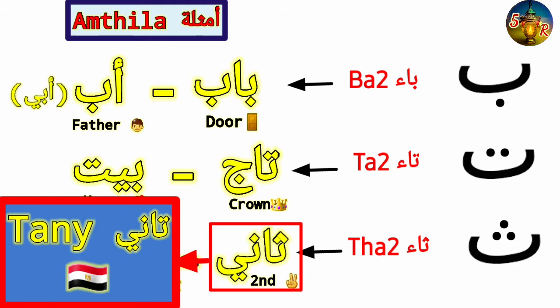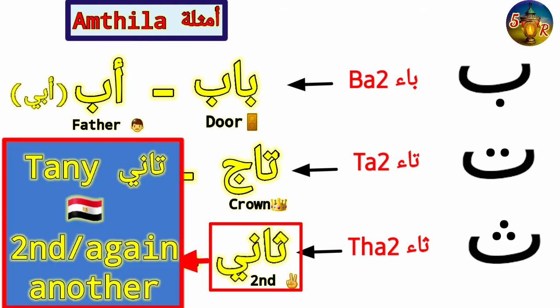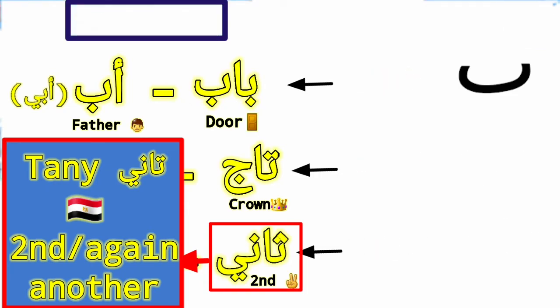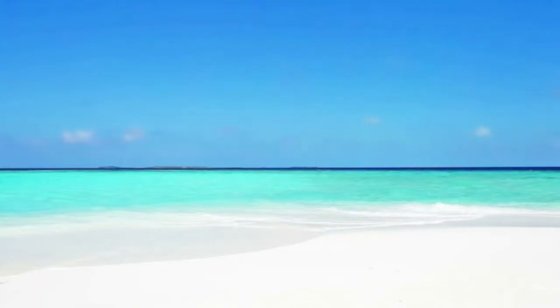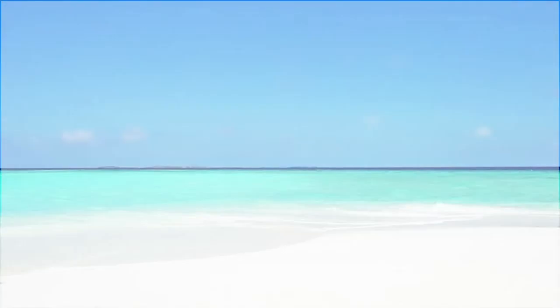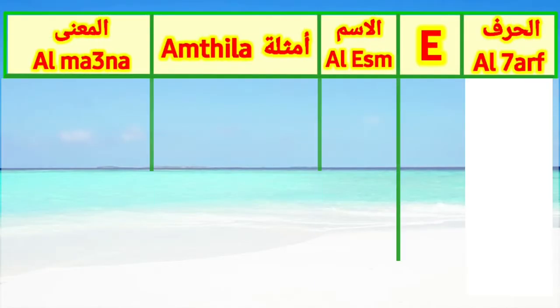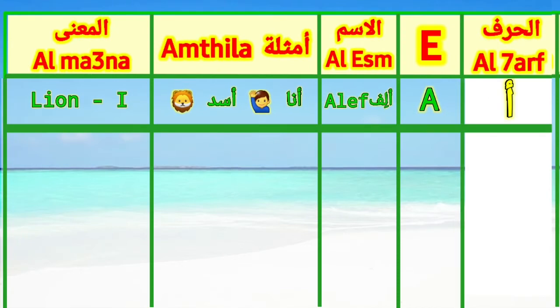Doesn't it mean again? Yes, exactly. It's the same word. That means تاني. Literally it means second, but also in Masri especially, it has other usages such as again and even another sometimes. And now yalla, let's go back to our table and put the three sisters ba, ta, tha with the examples.